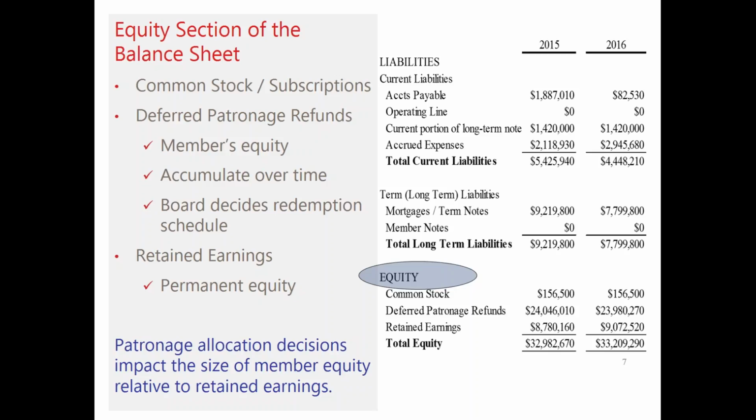Going back to deferred patronage refunds, keep in mind that allocation to membership from profitability happens based on members' use of the co-op. So it's their relative share, their proportional share of business done with the co-op in that year when it was profitable. The patronage allocation decisions I have down there, and I'll say this a couple times throughout the presentation, this allocation of patronage, or allocation to deferred patronage refunds, impacts the size of members' equity relative to retained earnings, and that becomes an important piece in understanding how management and boards are choosing to manage equity and some of the implications from that.